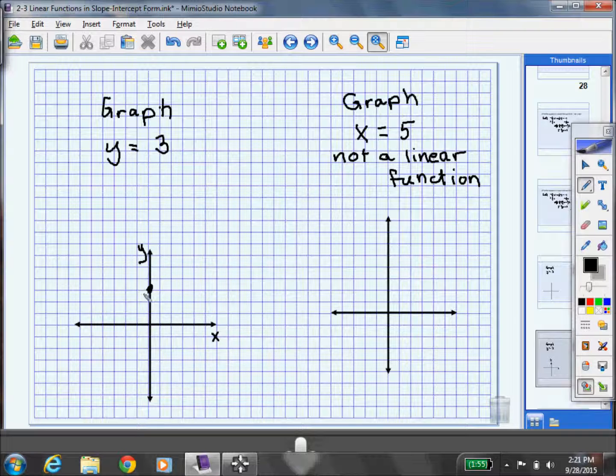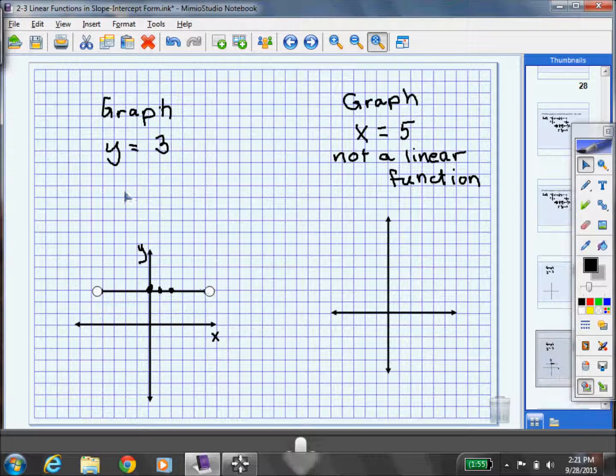So this is the ordered pair what? 0, 3. Give me another ordered pair that has 3 for y. 1, 3. That one goes here. Give me another one that has 3. 2, 3. So it's turning out to be what type of line? It's going to be a horizontal straight line.